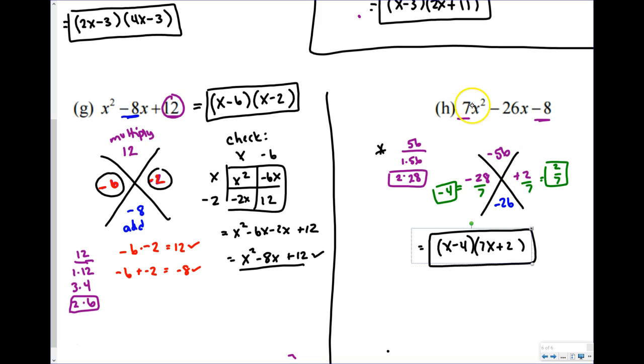Then I had to divide it by that 7, because that's my first coefficient. And on the right side, that simplified to 2 over 7. And on the left side, an easy negative 4. So that became this first factor, x minus 4. And this became my second factor, where again, that denominator goes in front of the x.